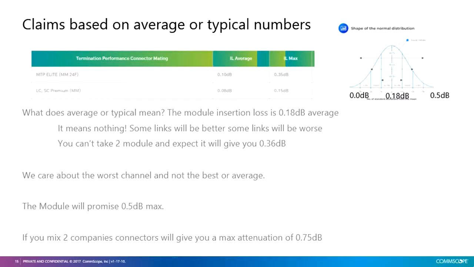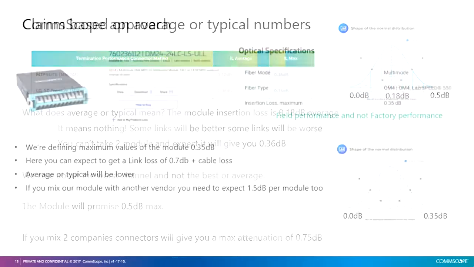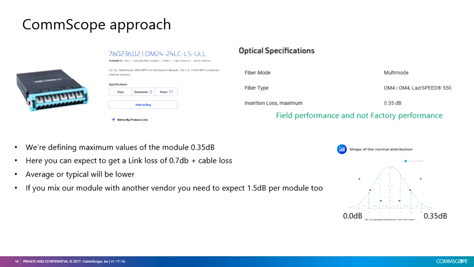If you come to CommScope, you're saying this average and typical are very, very critical numbers, because we cannot work based on typical values, because it can be worst or it can be best for all the batches of the product they are manufacturing. What is the CommScope approach? The CommScope approach for the optical specifications in multimode.